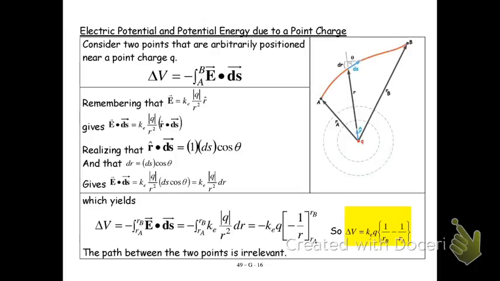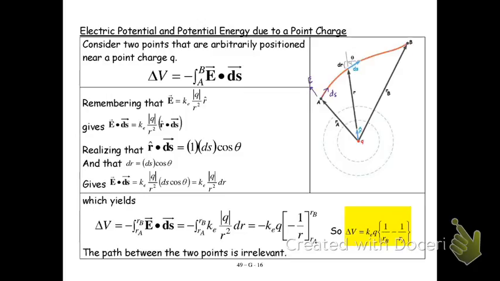Everything is changing. The distance between the mother charge and the point of interest changes for every point along that line. And the direction between my little bit of direction, my ds, and my little bit of E, that angle is changing for every point. So my electric field strength is changing. Everything's changing. So this is a case where you really need integration.